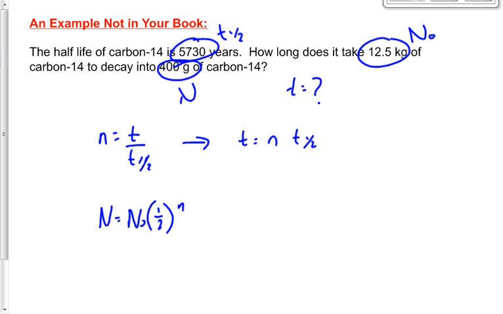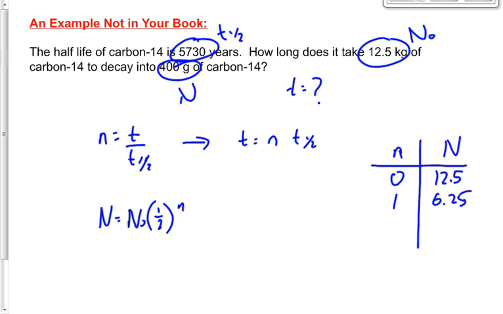Okay, let's do it the way that some of you that have never heard of logarithms will prefer, and then we'll use logs after that. I call this the divide by 2 method. We'll make a little table with a little n and a big N. After 0 half-lives, we've got 12.5 kilograms remaining. We have the original amount that remains. After 1 half-life, we've got 6.25 kilograms remaining. After 2 half-lives, we've got 3.125.